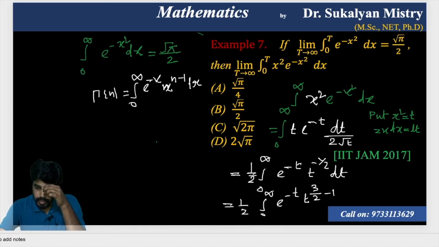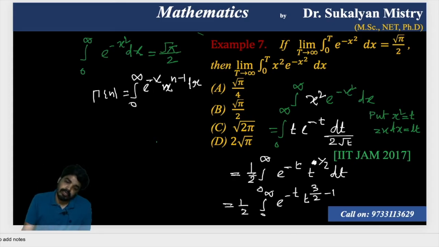So, sorry, this will be 1 plus half, so 3 by 2 minus 1. So, that is t to the power half, sorry, t to the power 3 by 2 minus 1. So, the integral from 0 to infinity of e to the power minus x, x to the power n minus 1, here n is 3 by 2. So, this will be 1 by 2 gamma 3 by 2, right.